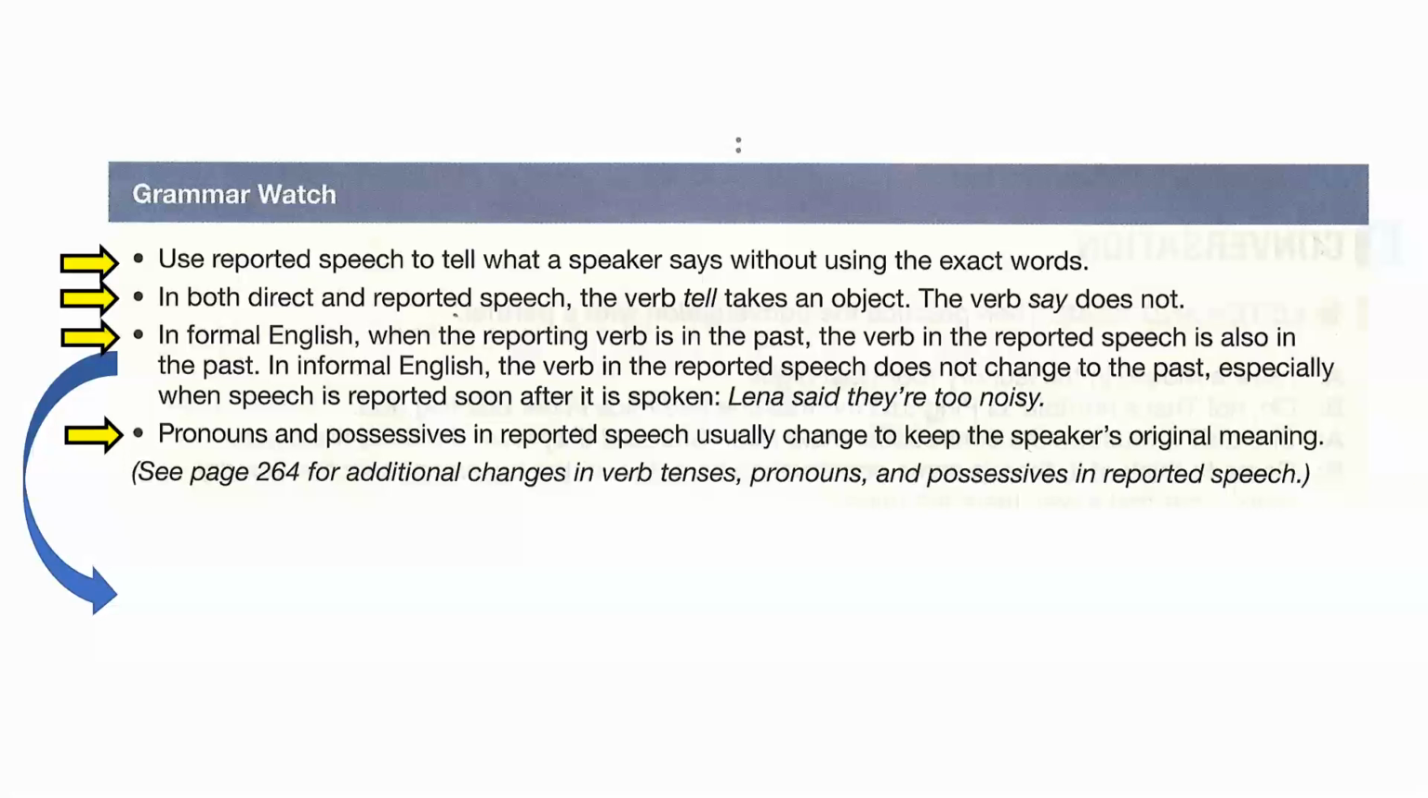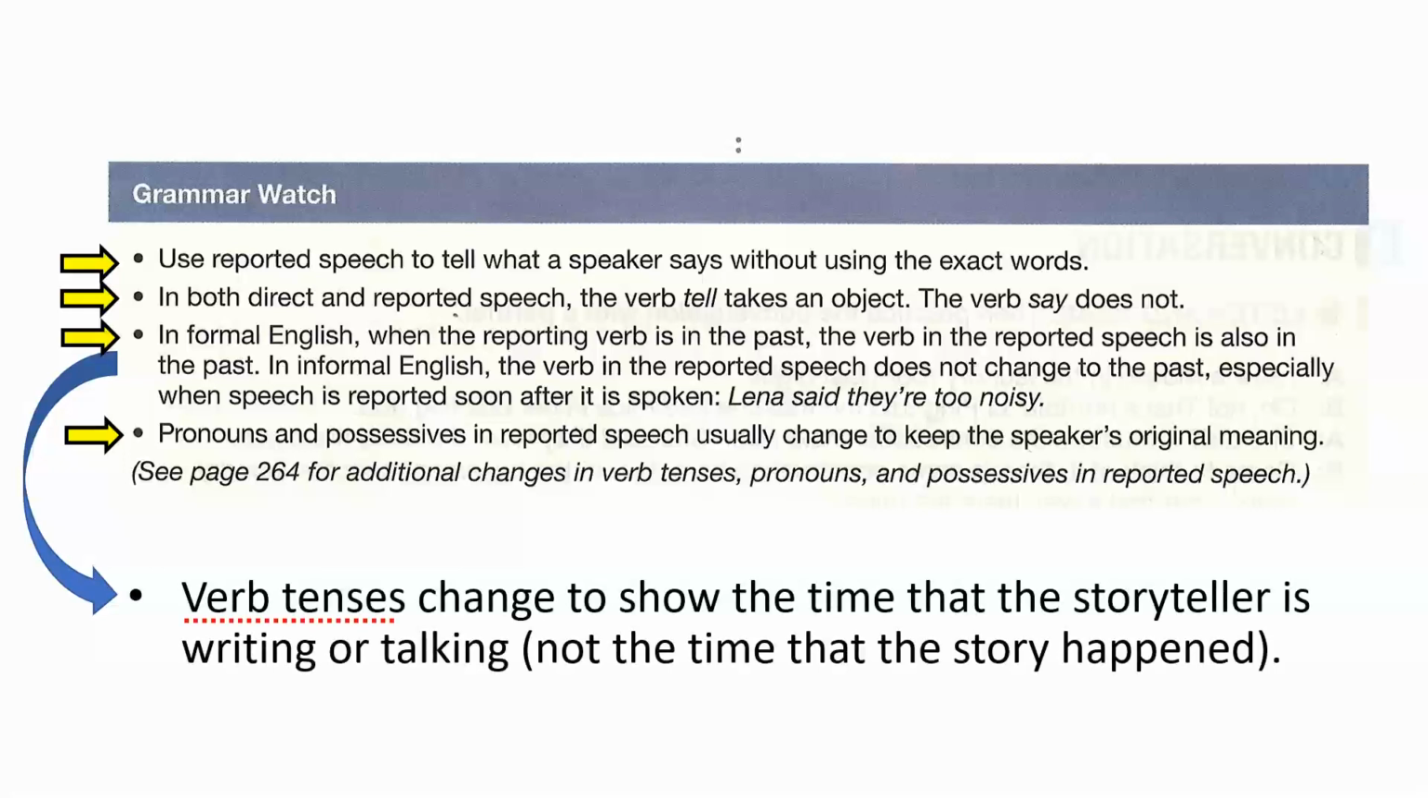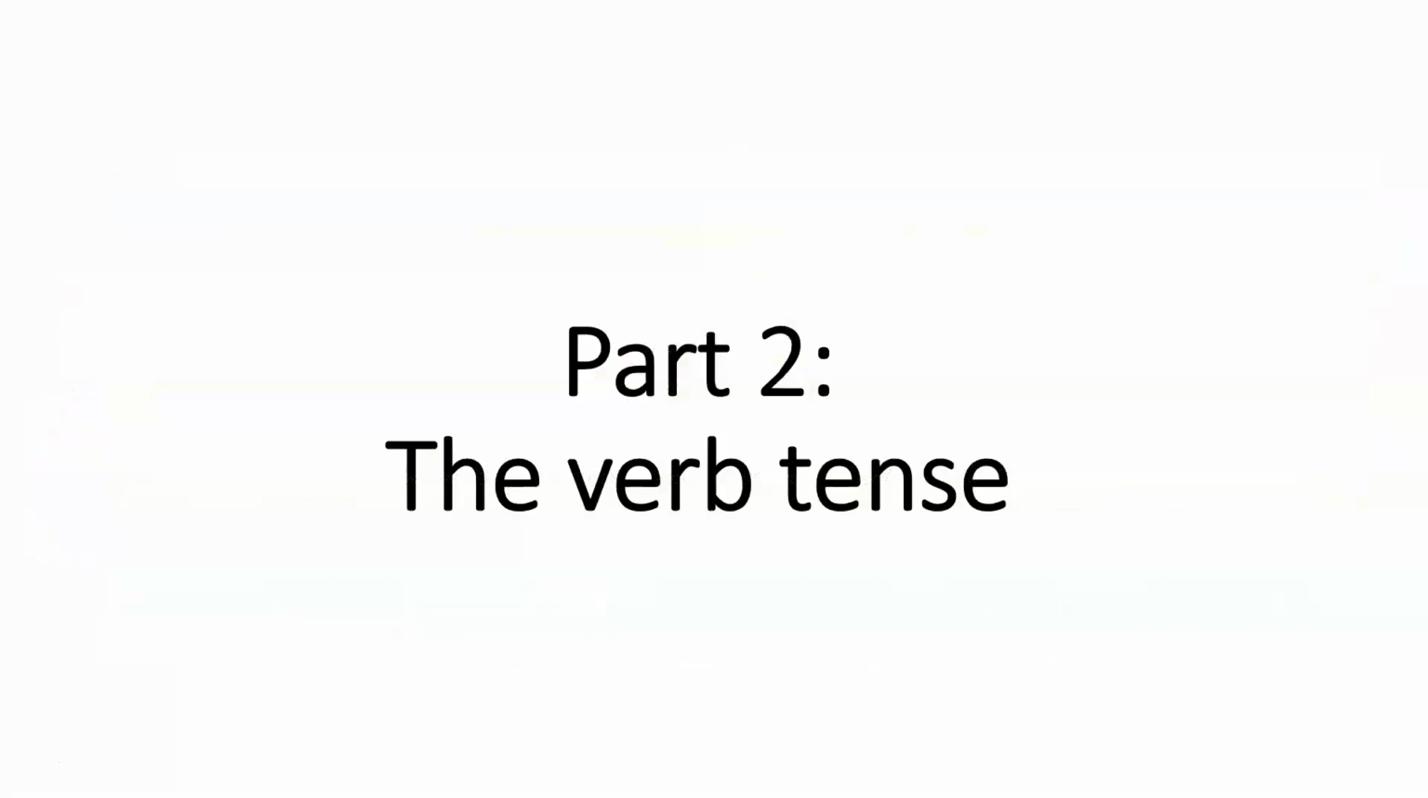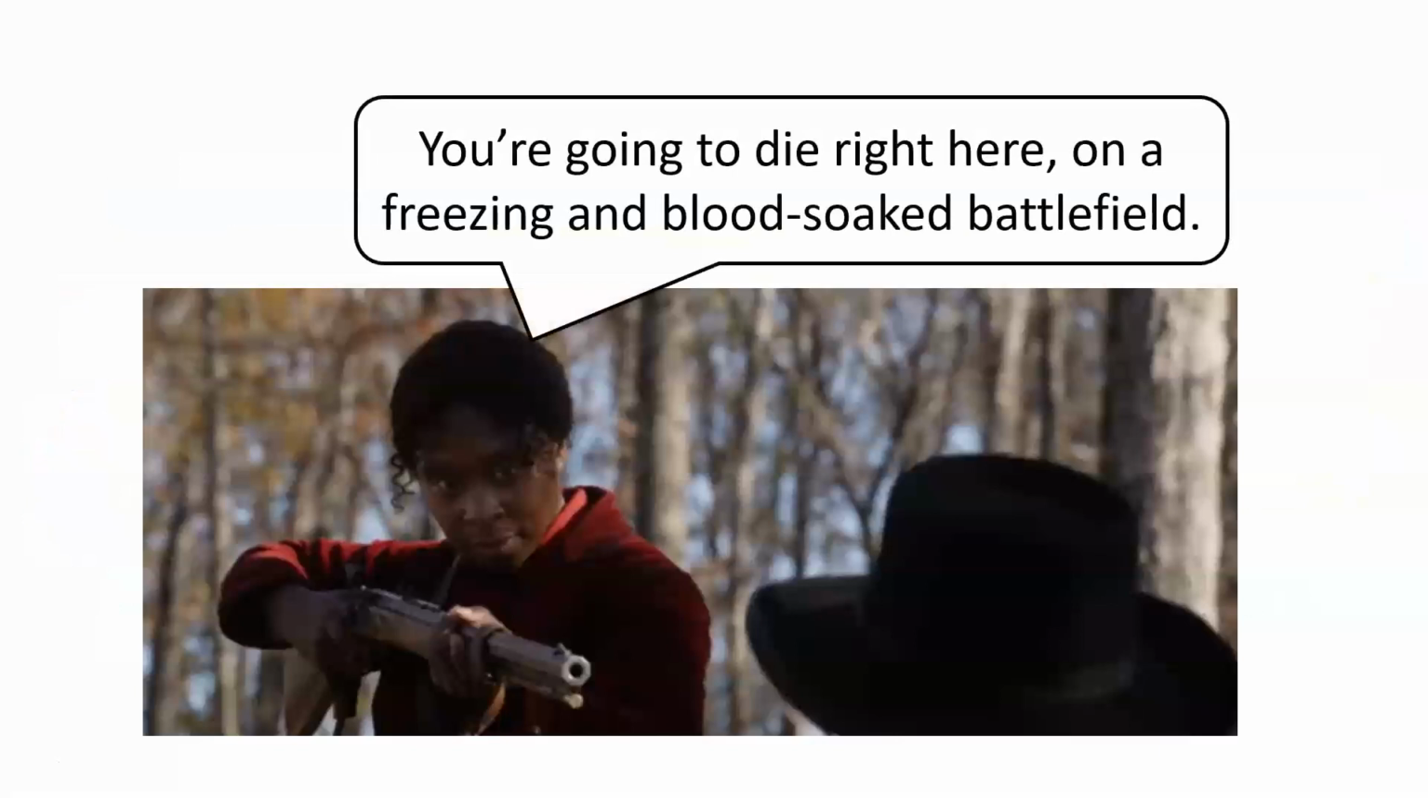And when that's in the past, then it means we're going to put the whole story in the past. So the verb tenses change to show the time that the storyteller is writing or talking. So like, I'm talking to you now, but the story happened in the past. So I don't use the words that they used at this time that the story happened.